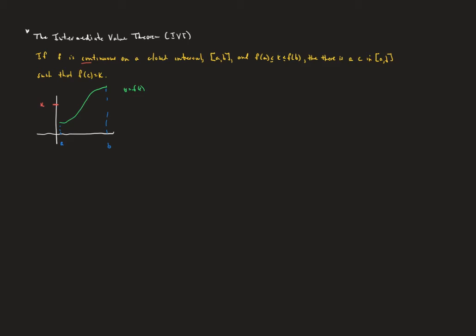So there's three big conditions. F has to be continuous, we have to have a closed interval, and you have to have that this number k is in between f of a and f of b. And I've written here f of a is the smaller one, but it could go either way. And then our conclusion is that there must be a c so that f of c is equal to k. So I think it makes sense.